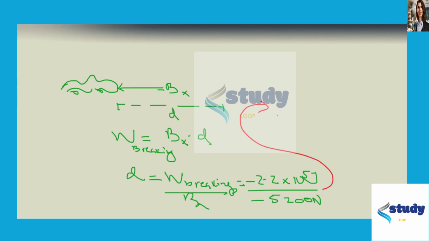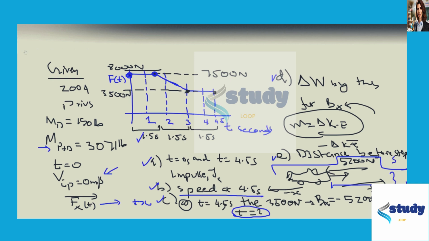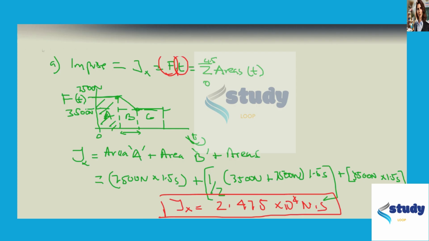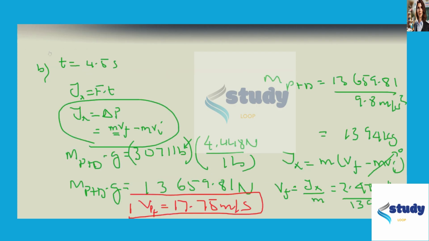So our distance or displacement before it stops, from here to there, is going to be 42.3 meters. So, we have a very good graph that has different portions. In part A, we're supposed to find the impulse, so we use the area of the graph. Part B, we're supposed to find the final velocity.